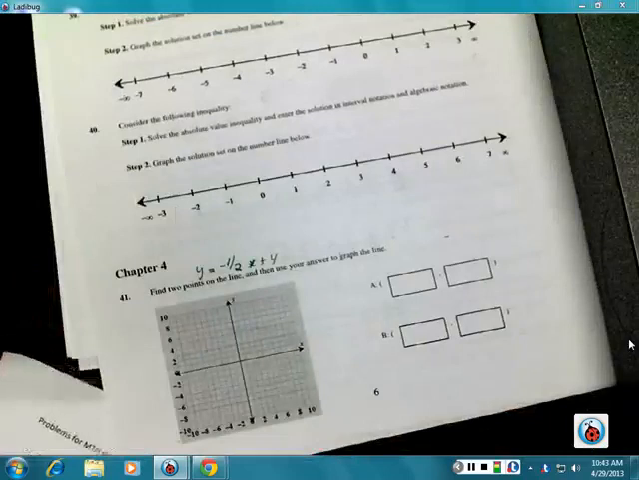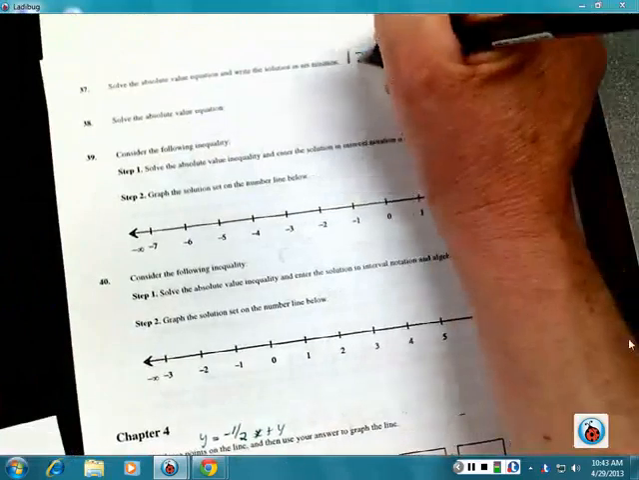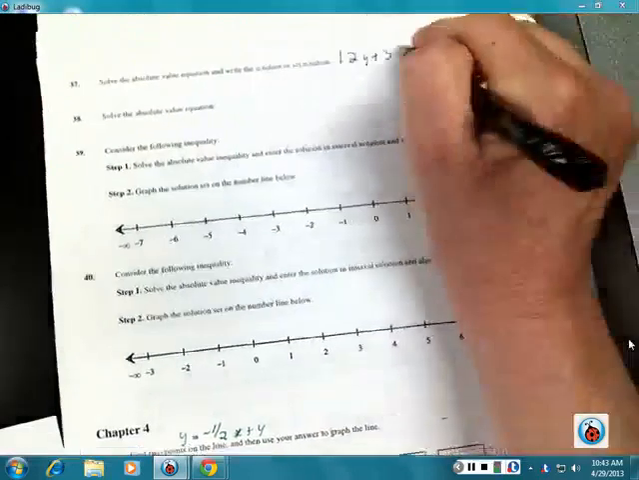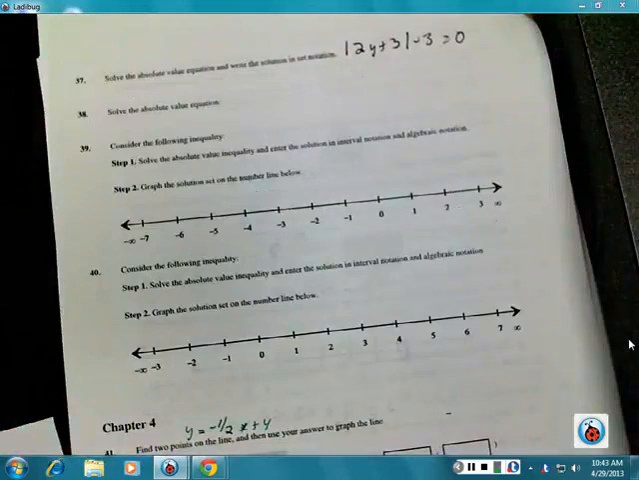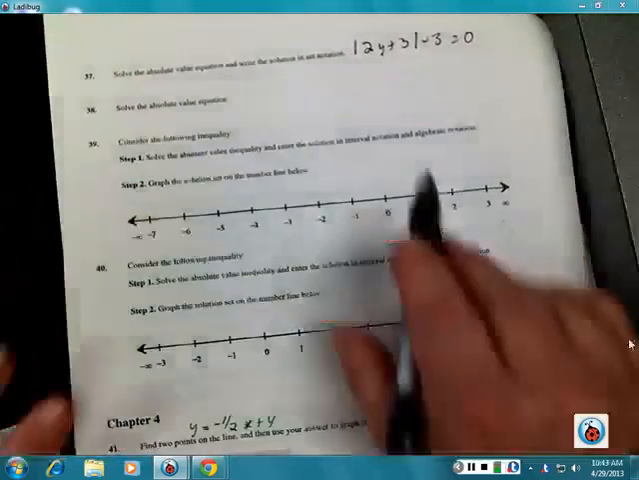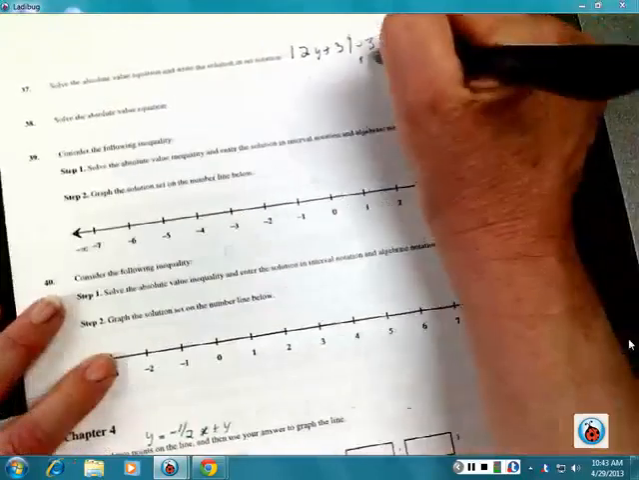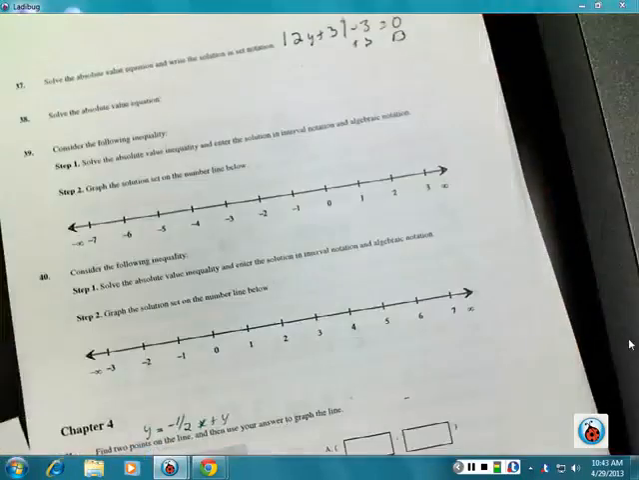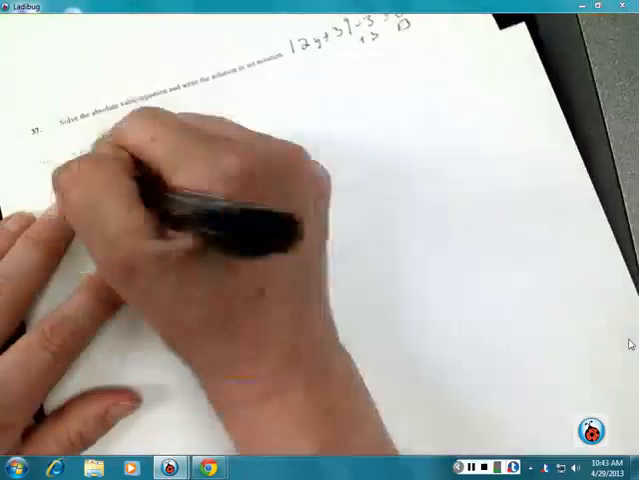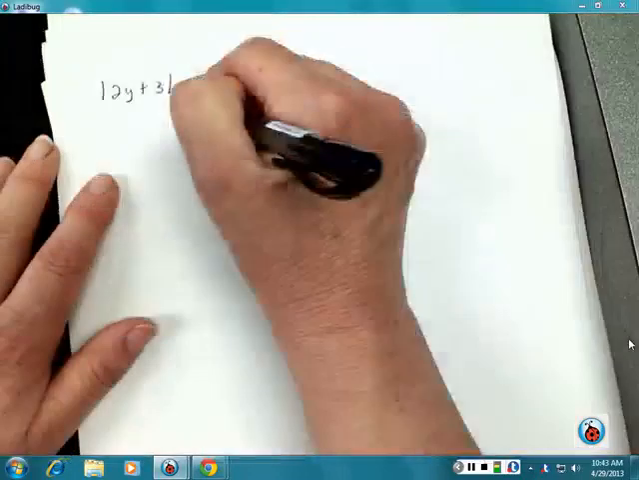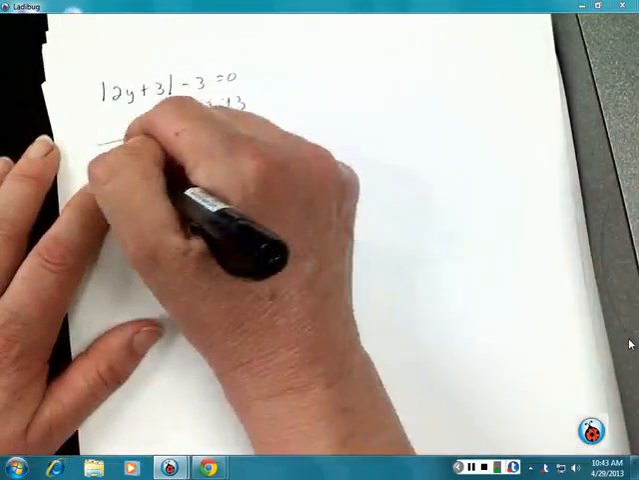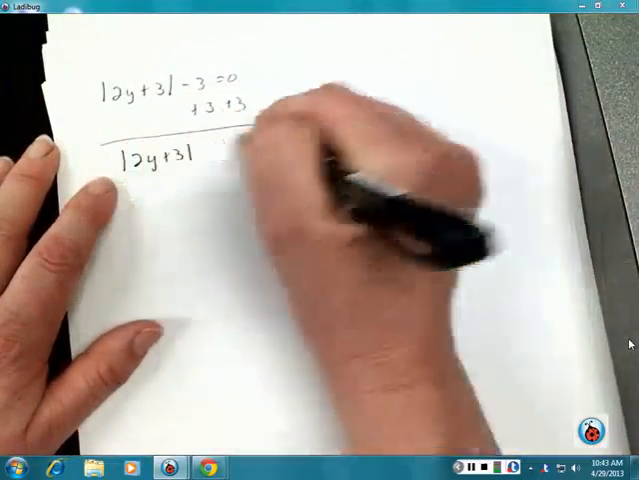And then 37, that's still one that's missing, but in 37, we have the absolute value of 2y plus 3, minus 3 is equal to 0. So you just get rid of the 3. I'm going to move the 3 over, so I'm going to add 3 to both sides. That gives me the absolute value of 2y plus 3 is equal to 3.